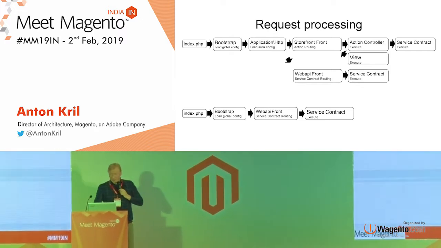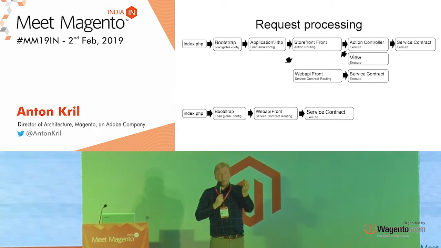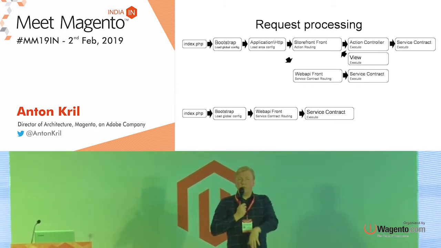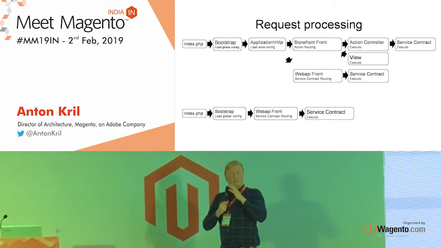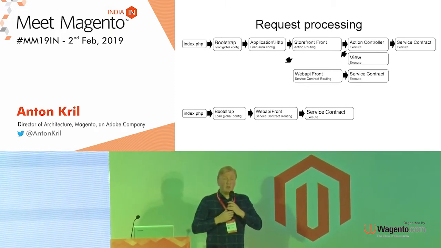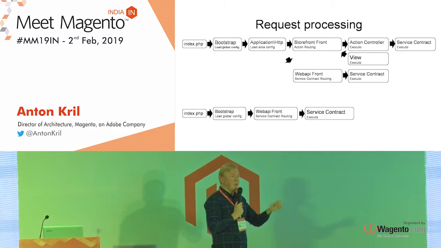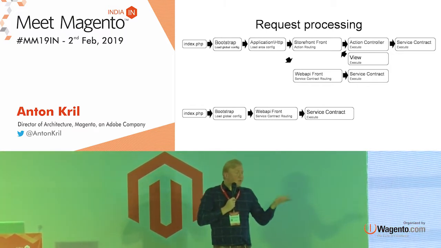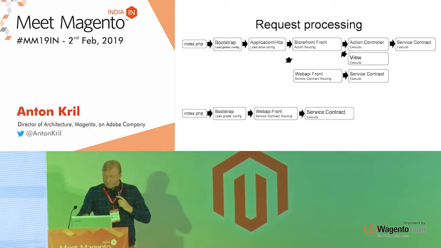Then we have the application HTTP class that does area routing. It checks from the request which area is currently loaded. Is it admin, web API, or storefront? Then, depending on which area was loaded, it loads additional configurations. We already see waste: we load configuration twice. First global, then frontend. We have some optimizations there, but by design, the application loads it twice.